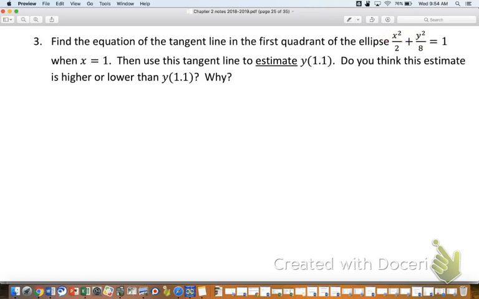And then does anybody know what the 2 and the 8 have to do with it? Basically, is it a tall, skinny ellipse or a short, fat ellipse? It's actually tall and skinny because the number under y squared is bigger than the number under x squared. Oh, that would be a hyperbola. The sign of the x squared and y squared makes a difference. But since these are both positive, it's an ellipse.